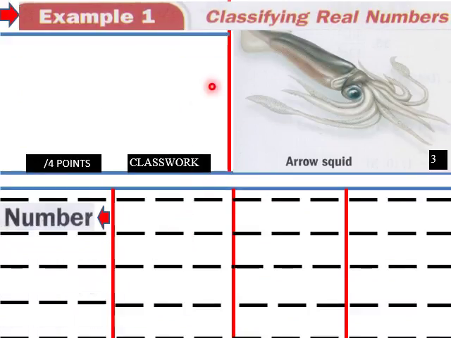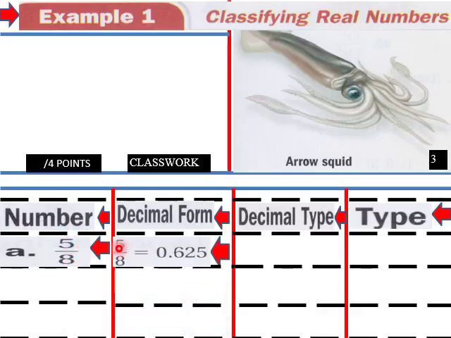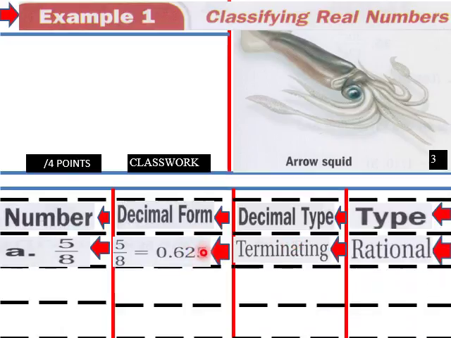In this situation of classifying real numbers, we have a table, a cool table here, example 1. We have numbers, decimal form, decimal type, and then the type of number it is. So we're going to go through and analyze some numbers here. So 5/8, that's the number. In decimal form, it's 0.625. Decimal type is terminating. It terminates here. And then the type, it's rational.